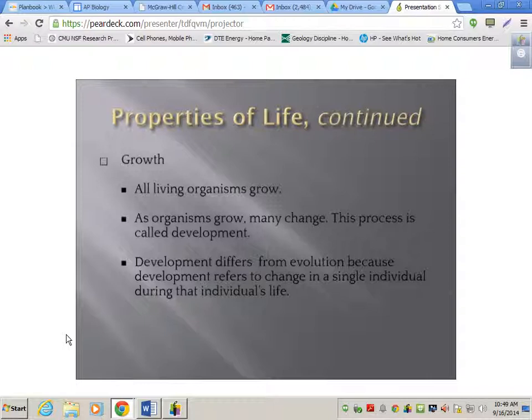So this leads into growth. How do we grow? Well, we grow a few different ways. All organisms must grow in some way. As they grow, many changes occur, and if you're changing and developing, we call this development. You guys are in the middle of development, in the middle of the pubescent stage of your life.